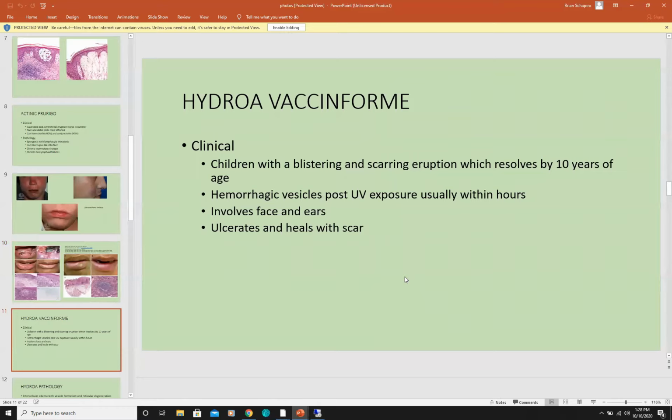The third group that we're going to look at was Hydroa vacciniforme, and the clinical of this is usually in children. It's a blistering disorder, and this one scars, compared to PMLE, which is not scarring. Usually resolved by 10 years of age, and clinically you find hemorrhagic vesicles post-UV exposure, usually within hours. It often involves the ears, and this disorder called juvenile springtime eruption is probably part of Hydroa, and ulcerates and heals with a scar. So that's the clinical clue.